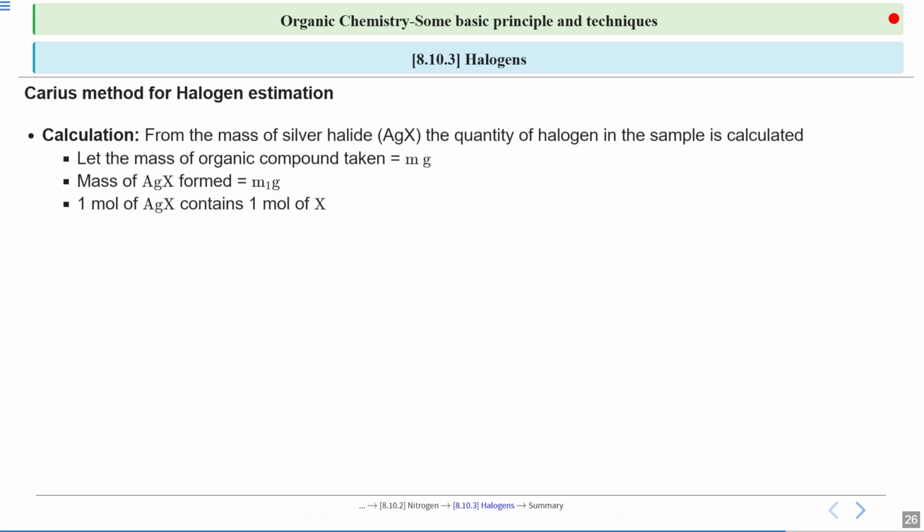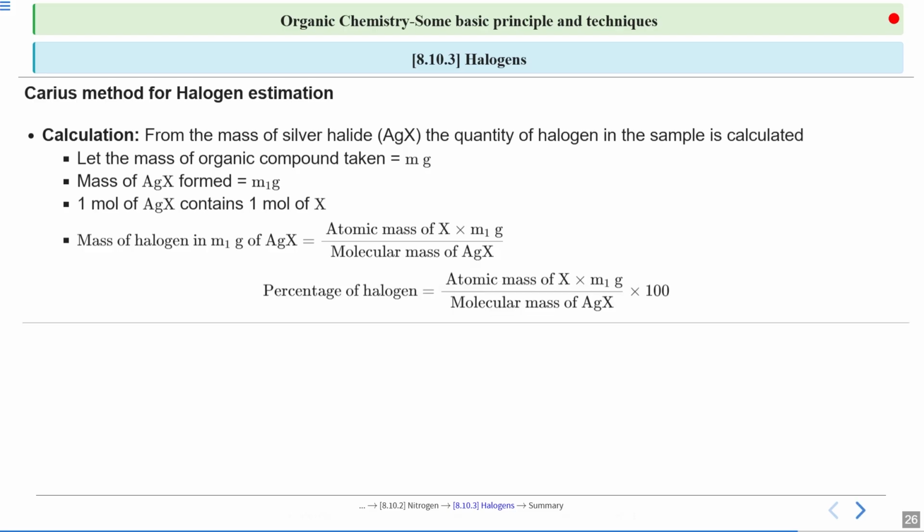Remember, 1 mole of silver halide contains exactly 1 mole of halogen atom. To find out how much halogen is in the AgX we collected, we use this formula: mass of halogen in m1 grams of AgX equals the atomic mass of the halogen times m1 divided by the molecular mass of the AgX.